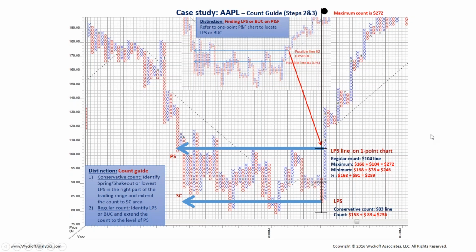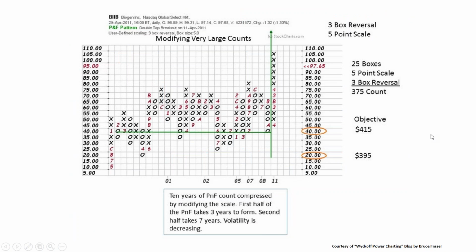So now let's come back to our case study of Biogen. And Bruce, you'll have to explain here what kind of chart this is, because I'm looking at this and I see that there is a 3-box reversal. So that's very common for us. But then you have a very, very big box size here of $5. Well, this is one of the reasons that stockcharts.com, which is where my blog is, is my favorite tool for doing point and figure analysis. And that is that we can modify our charts. We have great control over the construction of our point and figure charts.